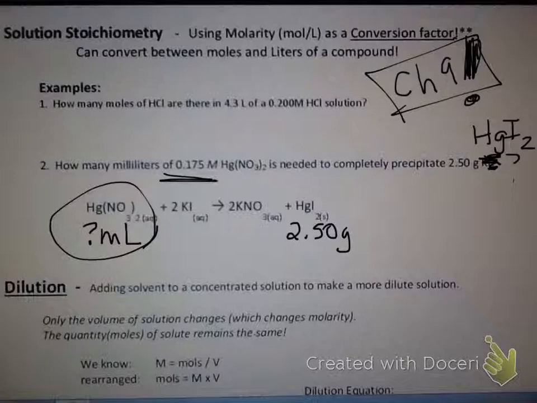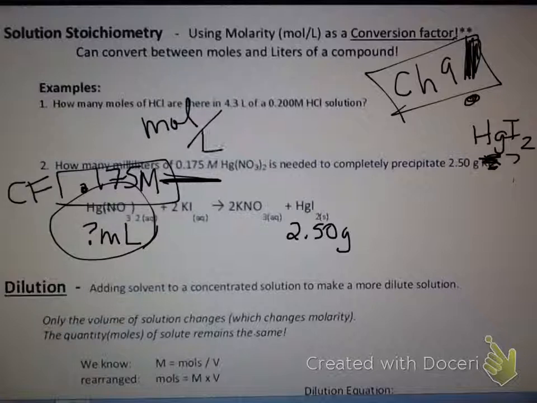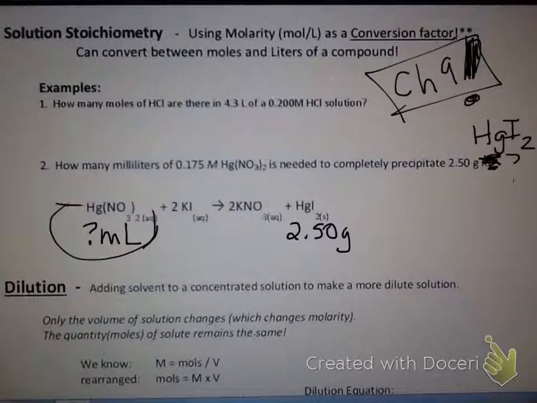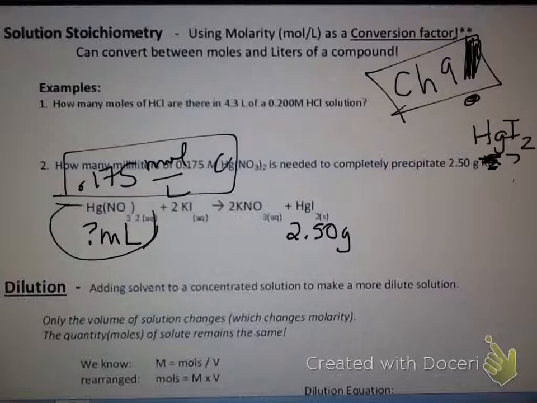Alright, now I'm given another number in this problem, and this is where people get thrown off. It says how many milliliters of this solution, and the solution is 0.175 molar. Notice I'm not writing that underneath but on top. This is our conversion factor. Molarity is moles per liter. So it's going to convert moles of mercury 2 nitrate to liters of mercury 2 nitrate. That is not a given or a known in this problem. Well, it is a known, but it's a conversion factor. So that's our conversion factor.